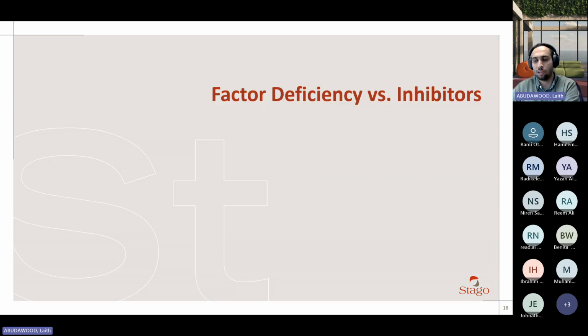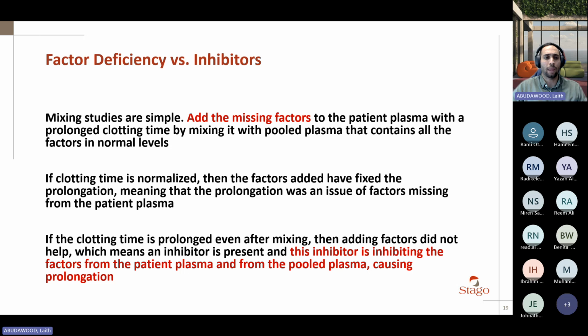Now, we run the mixing study. It says, okay, factor deficiency or inhibitors. What matters to me in this one? All right. Just a quick point about the mixing studies. What is their principle? When I say I have a factor deficiency in my patient's blood, the factor deficiency causes prolongation because the clot did not form in time. What would happen if I give the patient the missing factors? This means their clotting time should go back to normal. This is very much the principle of the mixing study. You have a patient plasma that may be missing factors. When I give this patient plasma the missing factors, it should go back to normal.